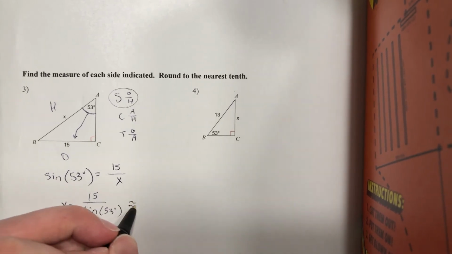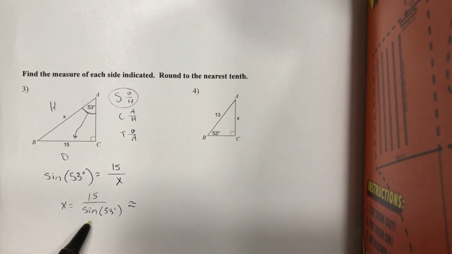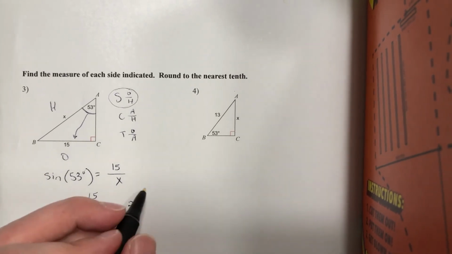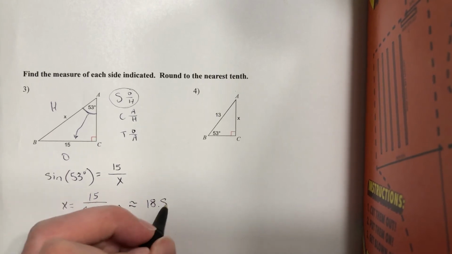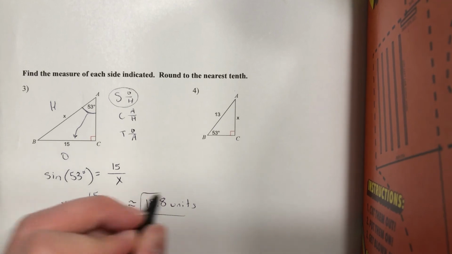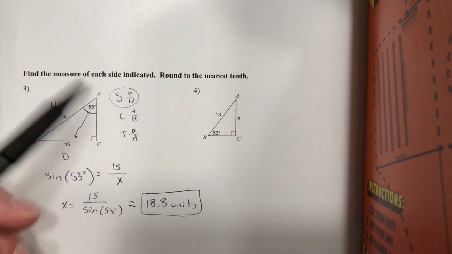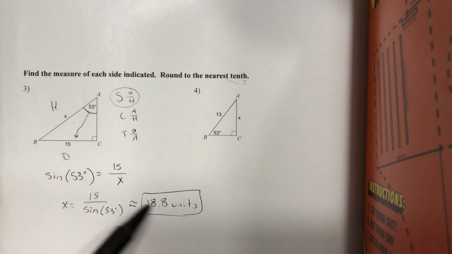Again, this is just a calculator question, just like number 1 was. So we're going to take this exact form and plug it right in, and you'll get about 18.8 units. So they don't give us specific units here, so I'm going to just write units, just to make sure that I'm listing that I've identified that it's a measurement. So again, they say round to the nearest tenth, so that's 1 decimal place.